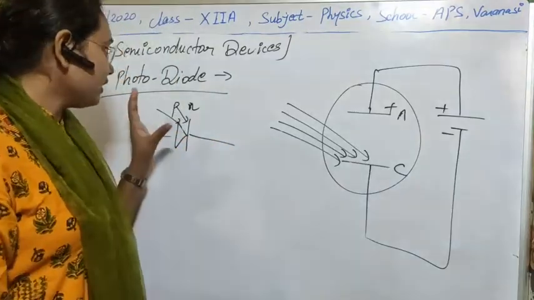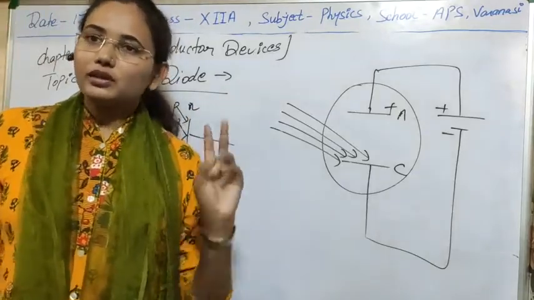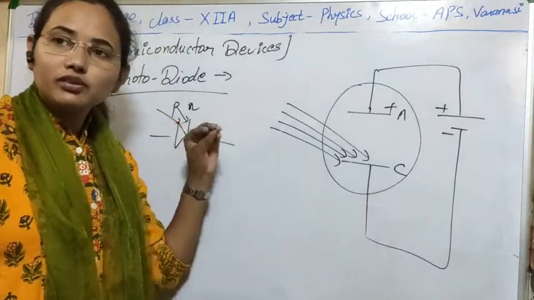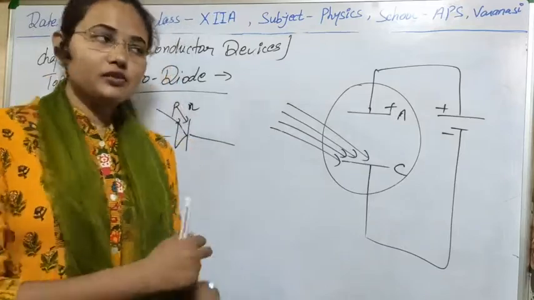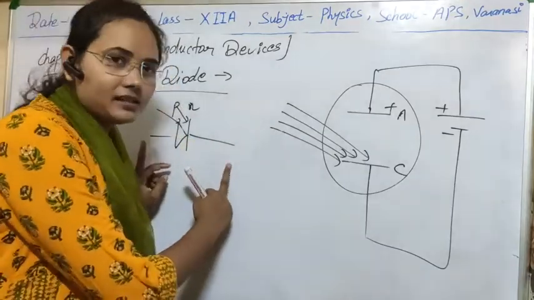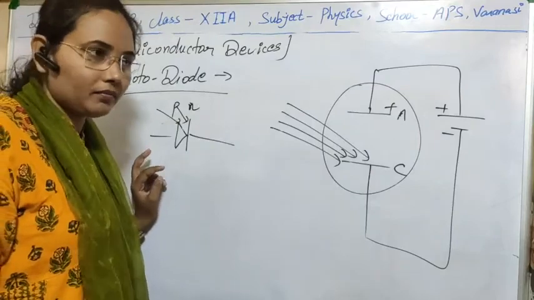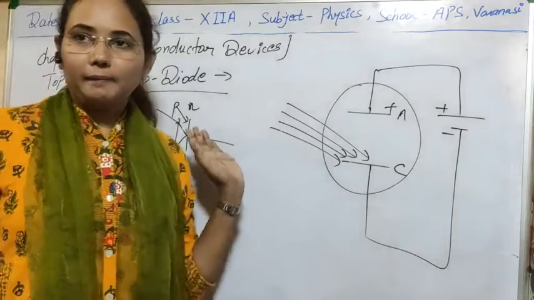And yes, there are two types of devices. First is photodiode, second is solar cell. In both types of devices there is a diode on which we are applying light energy. So what is the difference in both of them? The photodiode is used in reverse bias, and the solar cell is used in forward bias. So why do we use it in reverse bias? So let's see that.